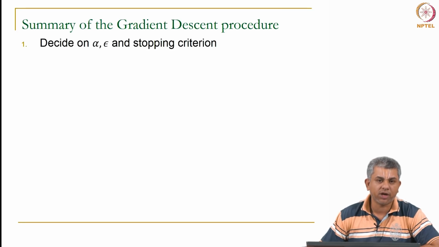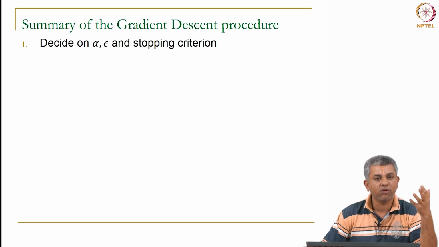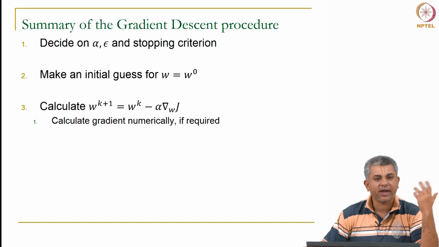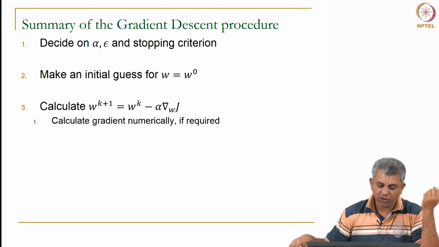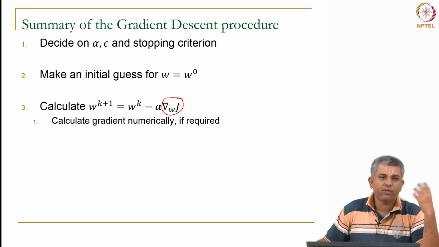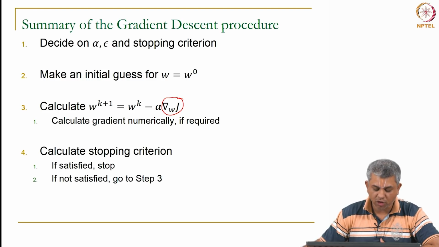So, here is a quick summary of the gradient descent procedure. You first have to decide on the hyperparameter learning rate alpha. You can also decide on epsilon, and you can also decide on what stopping criteria you will use: will you use it based on W, based on grad J, or based on J itself. Make an initial guess for W, calculate the next guess. You will always have to calculate the gradient, either numerically or analytically, whichever way is available to you, and calculate the stopping criteria.